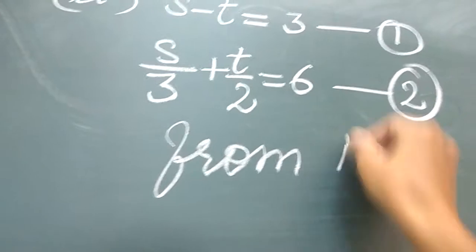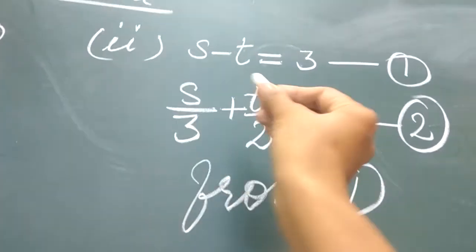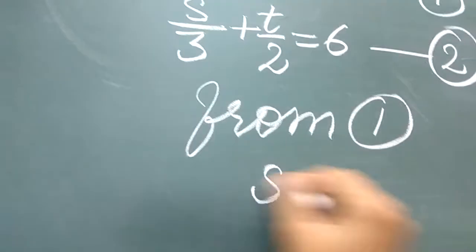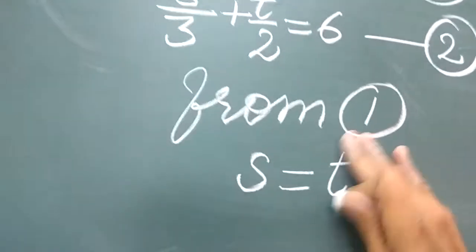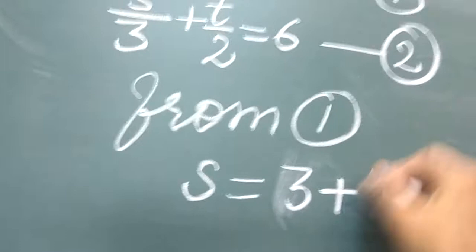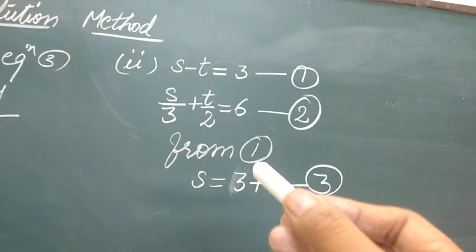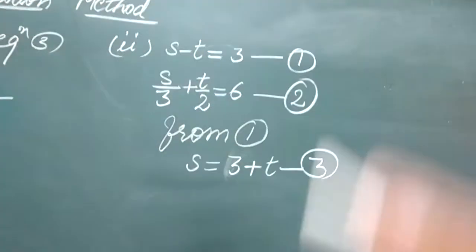From 1, s minus t is equal to 3. We'll take t to the other side. We'll get s is equal to 3 plus t. So this will become the third equation. Now we have used the first equation. Now we'll put it in the second equation.